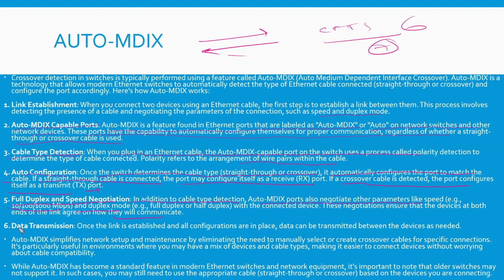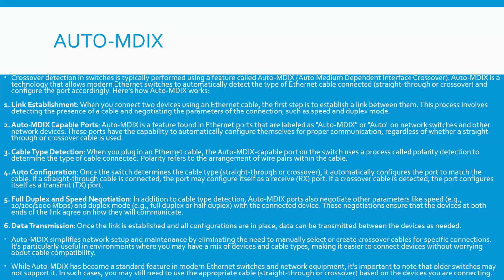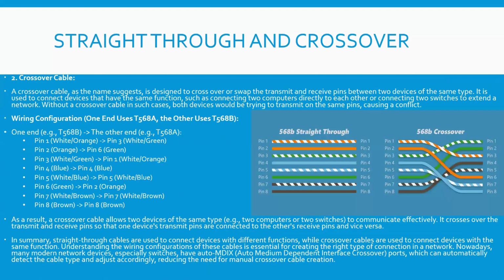And it will communicate. Data transmission: once the link is established, data can be transmitted between the devices as needed. That's it. Whatever the data is, it will be handled automatically by itself. You don't need to do anything. Okay, so I think we have almost covered everything that was today's topic.